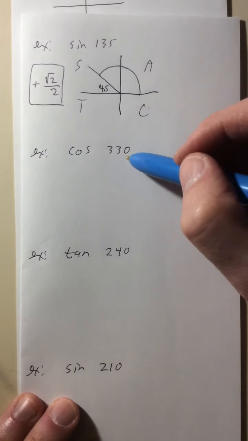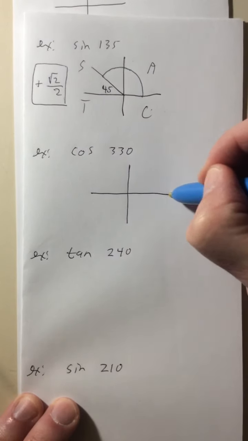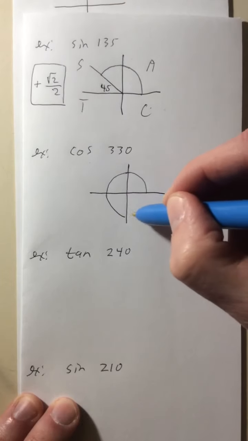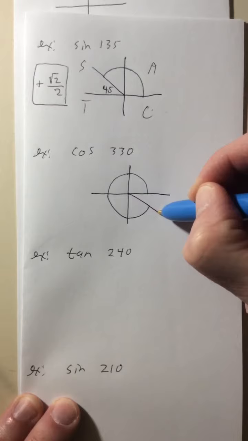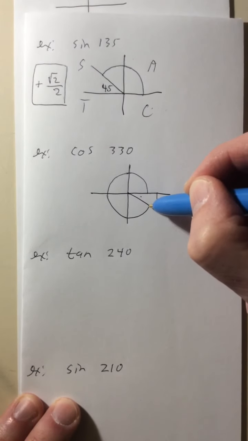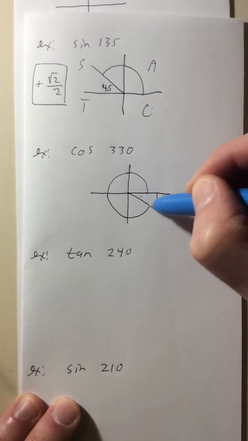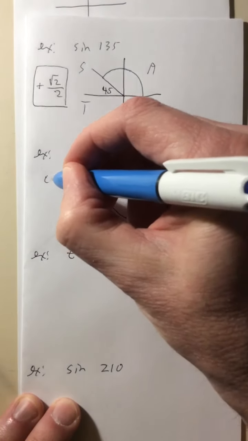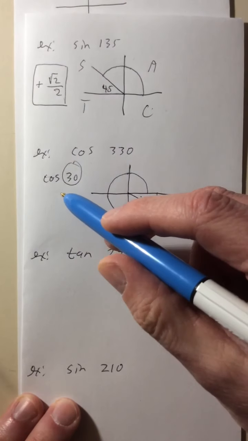Cosine of 330. So again, we need to figure out how many degrees is our reference angle. So we're going to start right here. 90, 180, 270. How much more do we need to go? That much more. And again, the question is, how many more degrees do I need in order to get to the x-axis? Well, the x-axis is going to be 360, so I need 30 more degrees. So what I'm really figuring out here is, what's the cosine of 30? 30 is our reference angle.